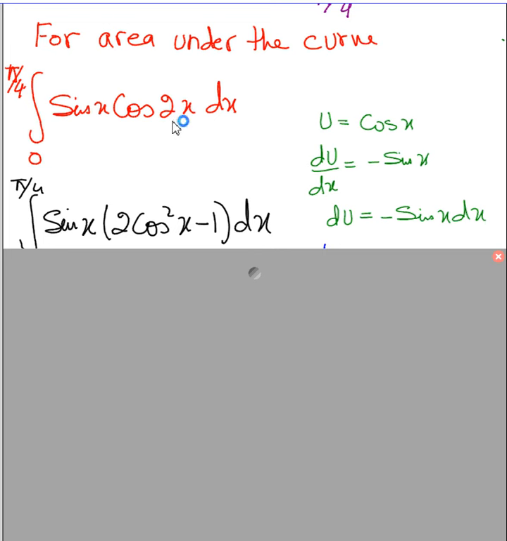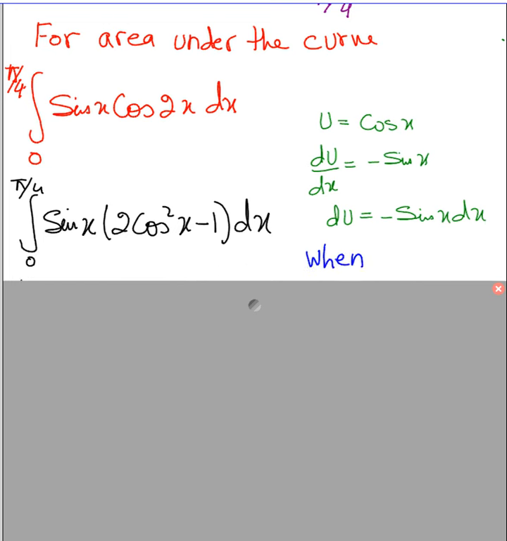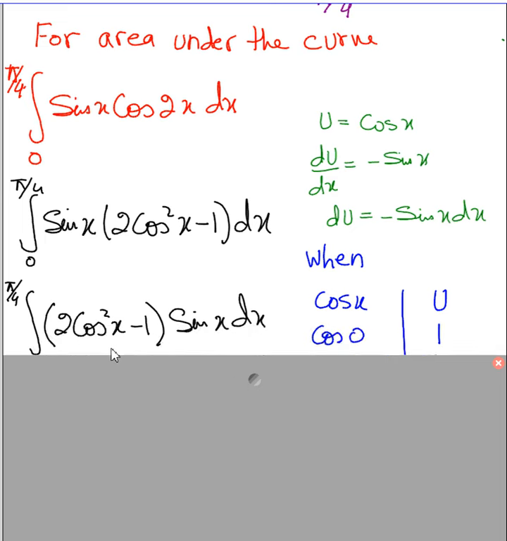But what about this cos 2x? So that's why I am applying here the double angle identity. And why am I taking this form? Because cos x can be taken as u. So cos square x will be taken as u square. So this will become 2 cos square x minus 1. So I'm writing it together. Now I will replace this by u square and this by minus du.